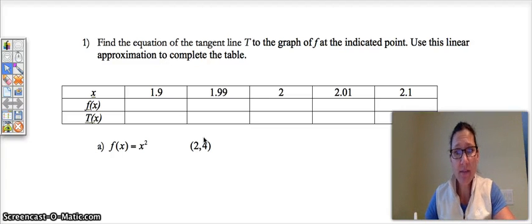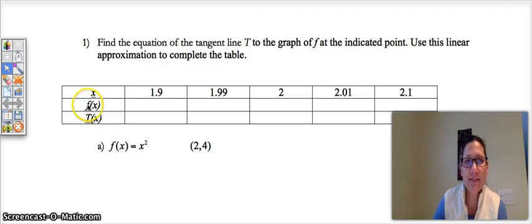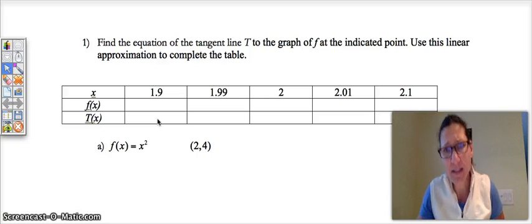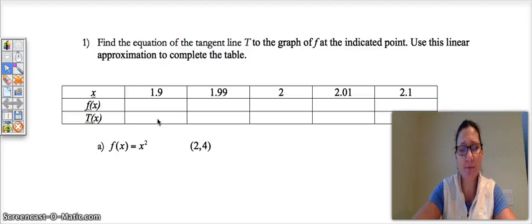In any event, we have this parabolic function, and we are in the neighborhood of (2, 4). If you look at the table, f(x) is our function, x squared, and T(x) is our tangent line. We want to use the tangent line when we graph it to compare the values on the function itself versus the values on the tangent line, to see how good the tangent line approximation is to the actual value. And anytime you can pause and go back and rewatch what I just said.